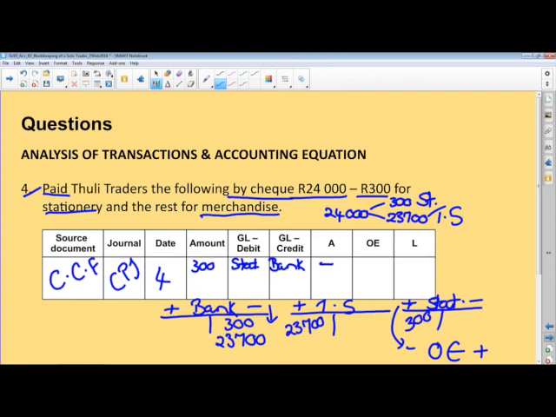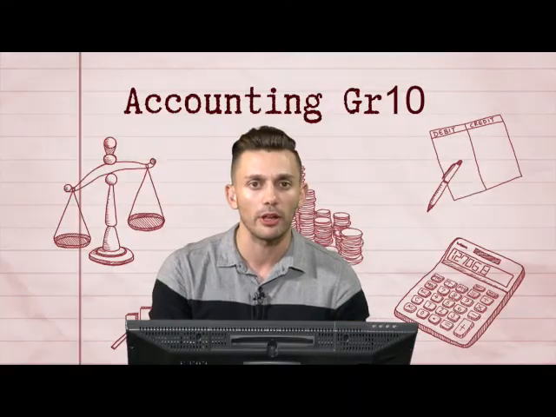And remember, we are always aiming to be equal. Our assets equal owner's equity plus liabilities. Now, assets minus, owner's equity, as you can see, also a minus, no liabilities. And now we are equal. We are doing the double entry principle.